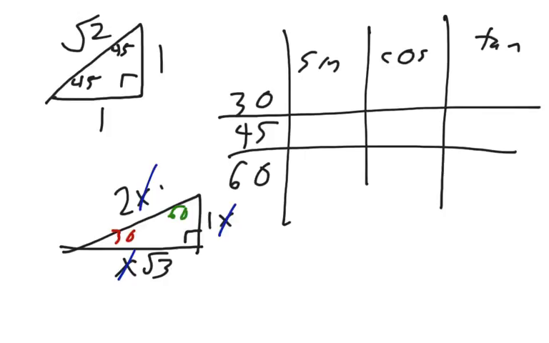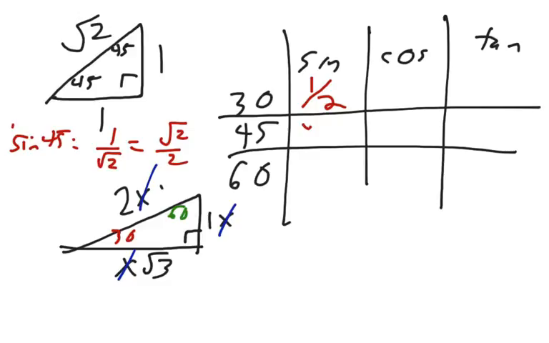So when I take a look at the sine of 30, we have the opposite over the hypotenuse. Well, the opposite side of 30 is 1, and the hypotenuse is 2. When I do the sine of 45, I get 1 over the square root of 2, which when rationalized is the square root of 2 over 2. And for the sine of 60, we have the square root of 3 over 2.